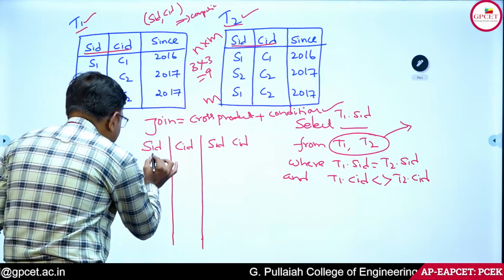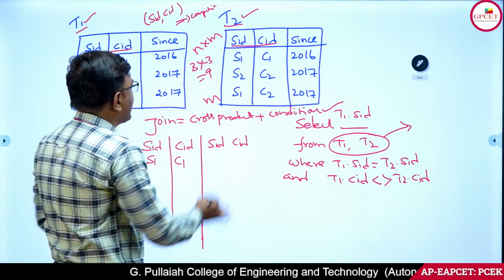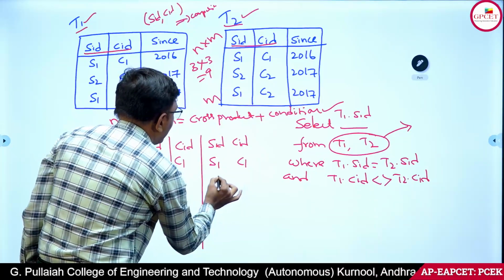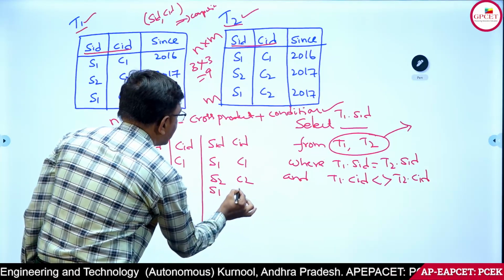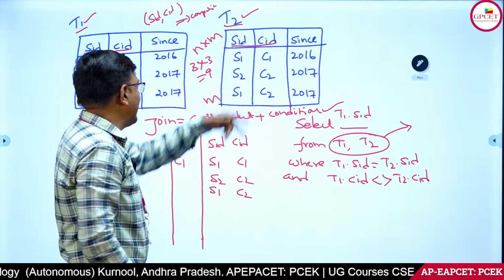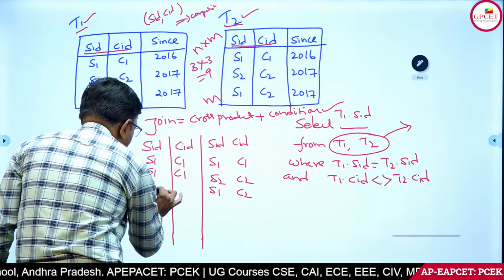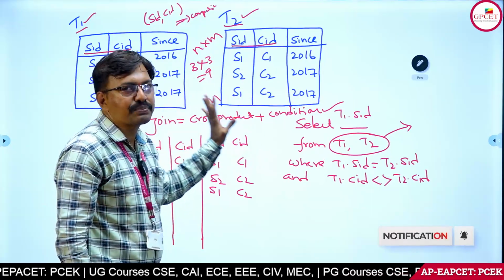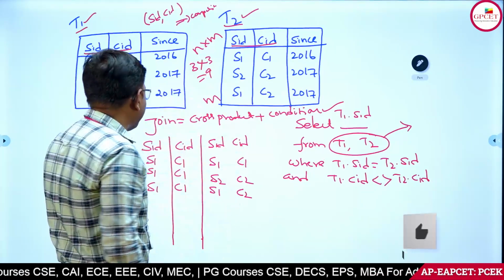Observe here, the first one S1 C1 is multiplied by 3 times. What are the 3 times? S1 C1, S2 C2, S1 C2. Clear? S1 C1 multiplied by 3 times. The first row is multiplied by 3 times, cross product. Clear? Second one, S2 C2, is multiplied by 3 times.